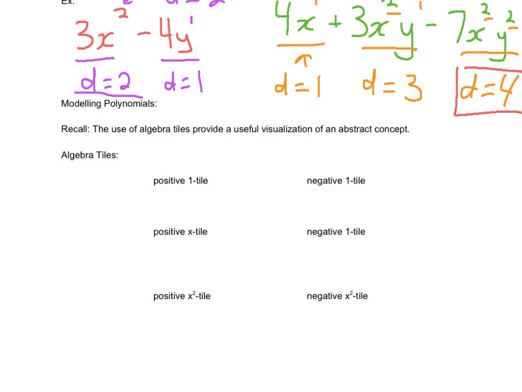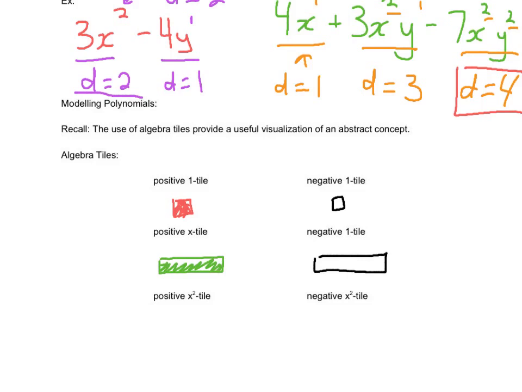Okay, so quick reminder, positive 1 tile is a little square. Positive is colored in. Negative 1 tile is just a hollow box. A positive x tile then is a line, and again, because it's positive, we color it in. The negative one is just the same shape, but it's not colored in.